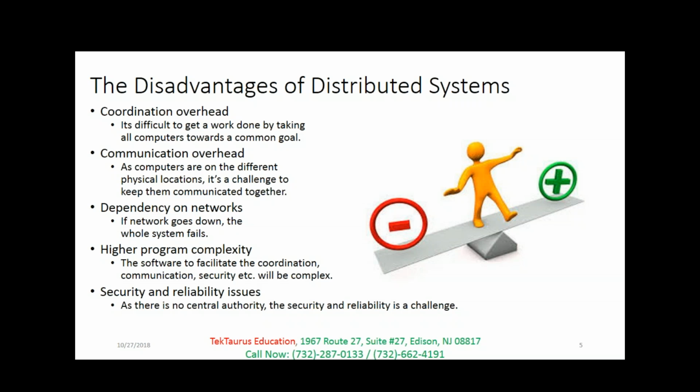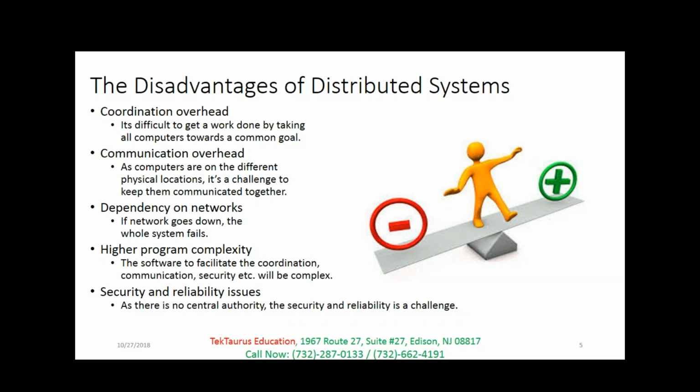Reliability is also a problem. It is not reliable. Suppose any system goes down, then what will we do? If it is a small system, there can be an electricity power issue, the system can crash, or there are a number of other problems. So reliability is also an issue.